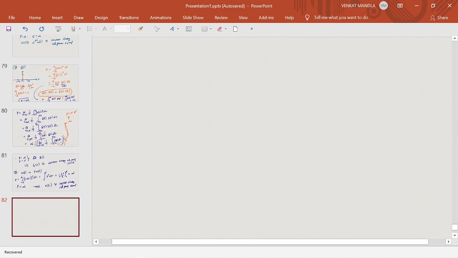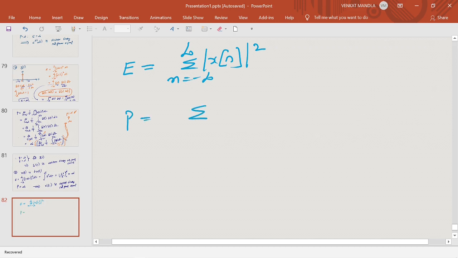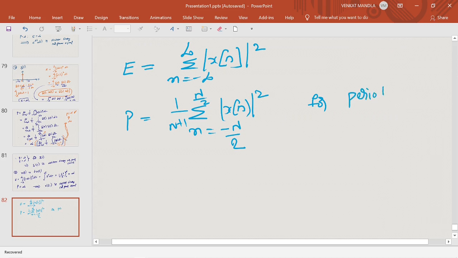This is the continuation of the previous lecture. Here I have to give the formulae for the energy and the power of discrete time signals. So the energy of a discrete time signal is sigma n equal to minus infinity to plus infinity, magnitude of x of n whole square, and the power is sigma n equal to minus N by 2 to plus N by 2, 1 by N plus 1, magnitude of x of n whole square, for periodic signals.